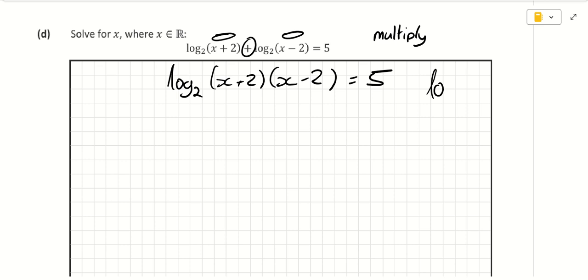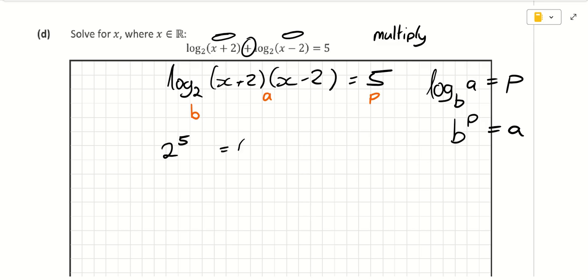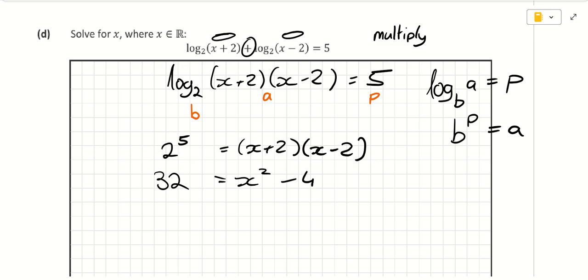Right, again, we've got our log b a equals p thing going on here. And then we've got b to the power of p equals a. So we're doing the same thing as we were in the last question. So we've got our base here, we've got our answer here, and we've got our power here. So we've got 2 to the power of 5 equals (x plus 2)(x minus 2). Okay, so 2 to the power of 5 is 32, and we've got x squared, then it'll be minus 2x plus 2x, so they'll just cancel out, and then minus 4. So x squared minus 4.